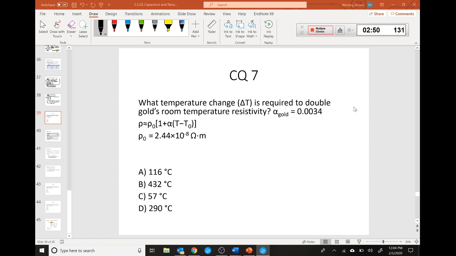Is that to the 8 or to the negative 8? That is to the negative 8. No problem. Yeah, for pretty much all metals, they're all around 10 to the minus 8.